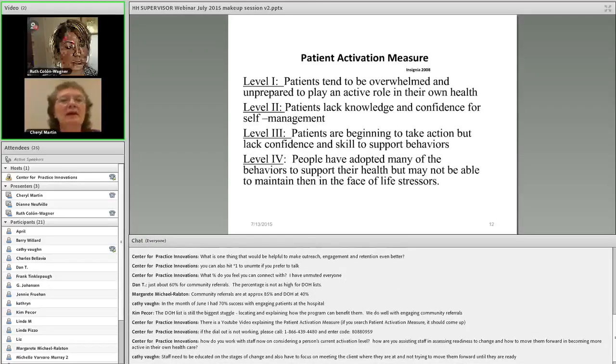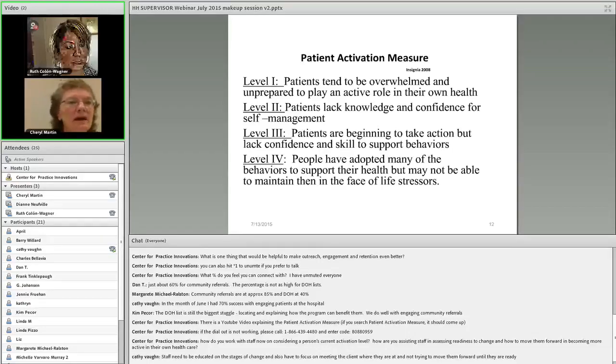Level one in the PAM, patients tend to be overwhelmed and unprepared to play an active role in their health. I might add, at that point in time in their life, it might not be the most important thing to them. There may be many other competing things that are much more important in their minds, and that'll be something important for us to figure out by listening to them and understanding what they're really caring about. Level two, they lack the knowledge and confidence, so that's a confidence builder level, really.